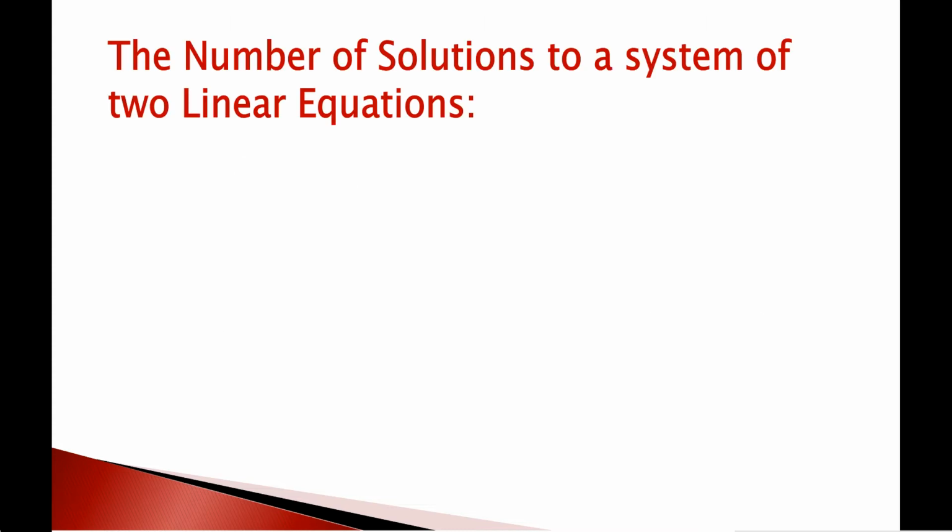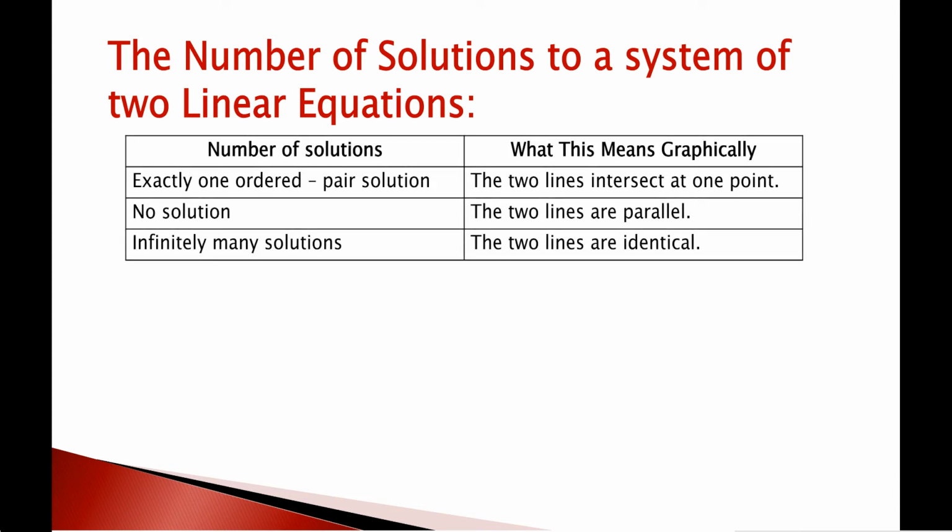The number of solutions to a system of two linear equations. There is this table which shows that a system of equations can have exactly one solution. If you graph a system of equations that has exactly one solution, you will find one intersection point. If my system of equations does not have any solution, a system with no solution, you will find that when graphed, they are two parallel lines.